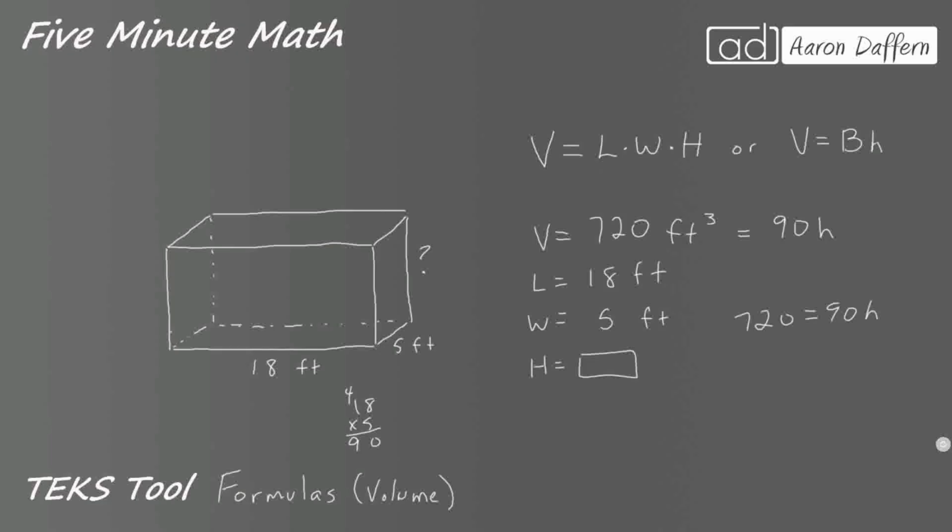I need to think what times 90 makes 720. So let's divide both sides by 90. And that might seem hard, but we can divide both sides by 10. And now 72 divided by 9, that's just going to be 8. So then my height would equal 8.